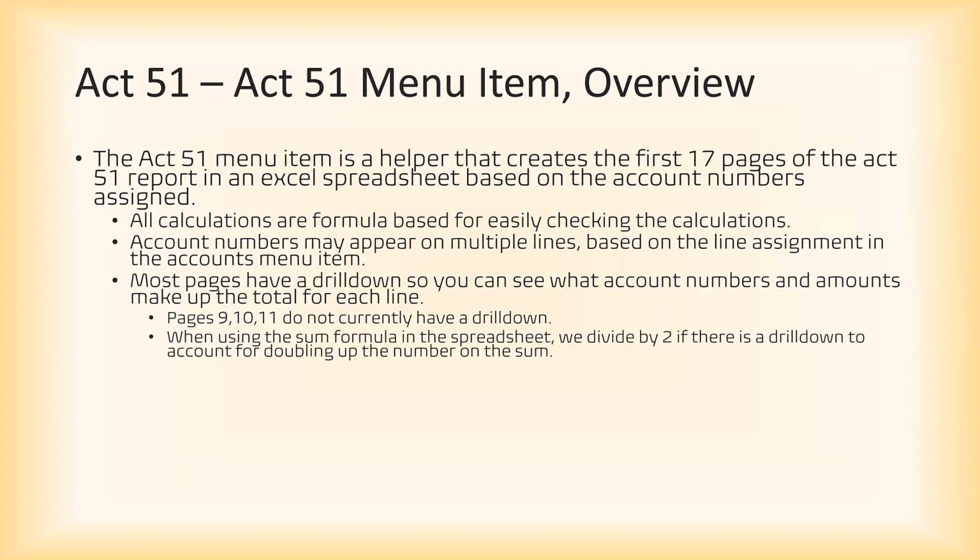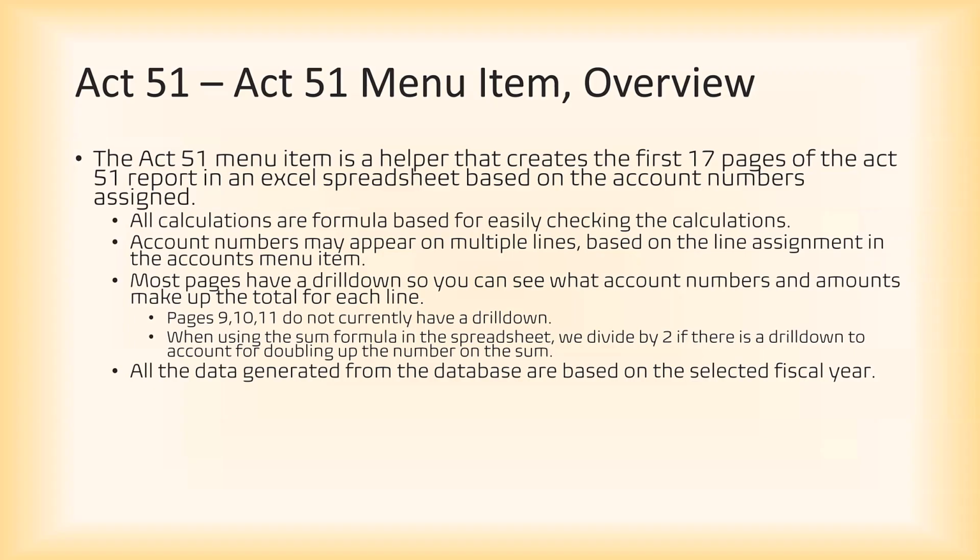Also, in all the summations of each line, we divide by two if there's a drill down, because we just take the sum of the line plus all the totals at the bottom. It was a lot easier than trying to keep track of where exactly the actual row is. So we just sum up everything, which is basically doubling, and then we divide by two. So if you're looking at the formulas and see a divide by two, that would be why. We don't want to display a number that is double what it should be.